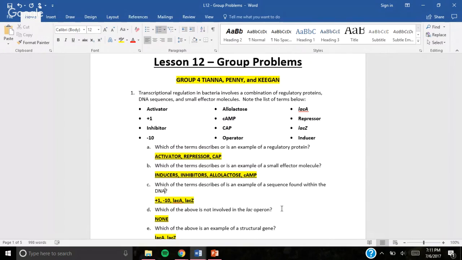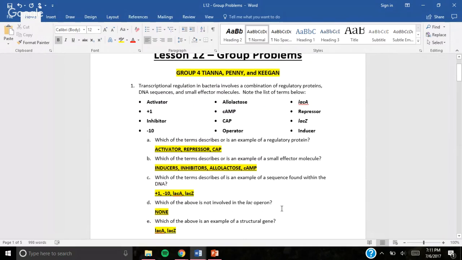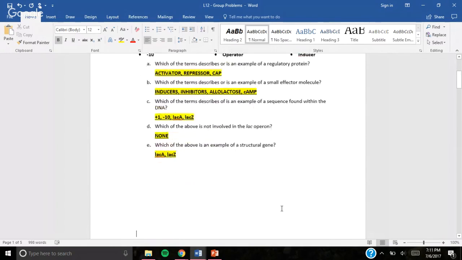For C, which of the terms describes or is an example of a sequence found within the DNA? Found the +1 site, the -10 sequence, the LAC-A, and the LAC-Z. For D, which of the following is not involved in the lac operon? We put none because we believe that all of them are involved in the lac operon. And for E, which of the above is an example of a structural gene? We found that LAC-A and LAC-Z were both structural genes.